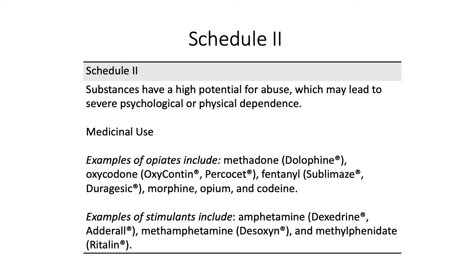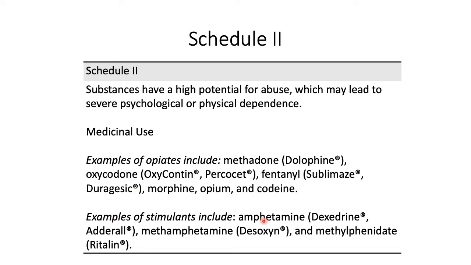Schedule 2 types of drugs have some medicinal use. So these substances have a high potential for abuse as well, meaning that they can be very addictive, which may lead to severe psychological or physical dependence. However, they do have medicinal use, and so that means that they are prescribed by doctors. Some examples of opiates are methadone, which can be prescribed by a doctor, oxycodone, a pain reliever, fentanyl, codeine, opium, and morphine. These are all pain relievers.